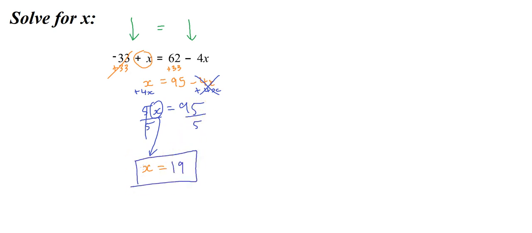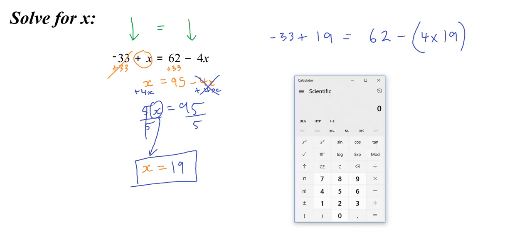19. And what we should do is we should substitute this answer into the original equation and see if it is correct. So let's do that. So we'll use our calculator, and so should you. So we go minus 33 plus 19, right? And that equals minus 14.